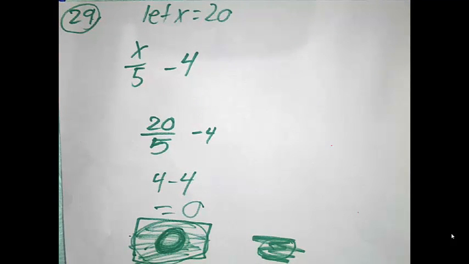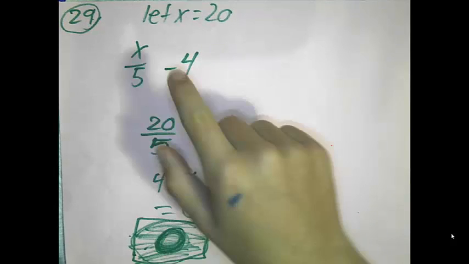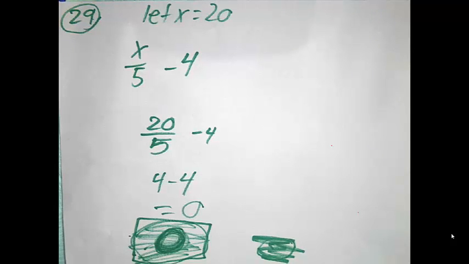I did problem 29, and we start off x over 5 minus 4. So we replace x with 20 over 5 minus 4, and you divide 20 by 5, and you get 4 minus 4, and if you subtract you get 0.